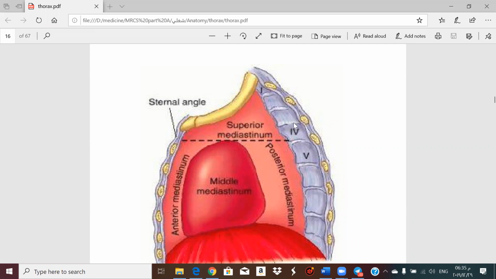Okay, posteriorly, the bodies of the vertebrae, first, second, third, from T1 until T4. Exactly. Inferiorly, from the lower border of T4 until the angle of the sternum. Excellent, Dr. Muhammad. Okay, sir. Anyone can say with me the posterior mediastinum?